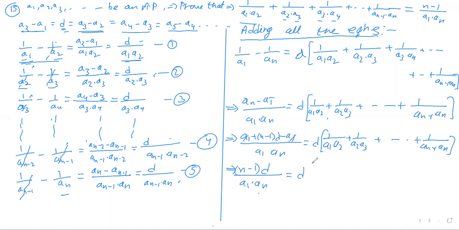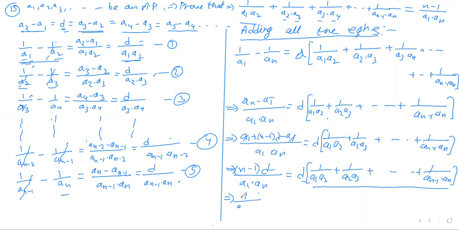equals d into 1 by a1 a2 plus 1 by a2 a3 and so on up to 1 upon an minus 1 into an, and so d will cancel out from both sides. In the remaining terms, writing this on the left hand side, 1 by a1 a2 plus 1 by a2 a3 and so on up to 1 by an minus 1 into an equals, on the right hand side, n minus 1 upon a1 into an, and this is what we had to prove in this question.